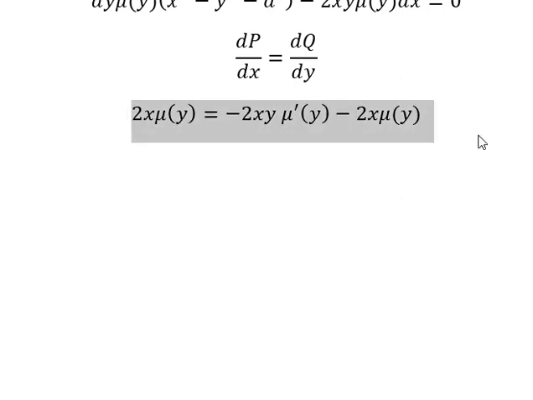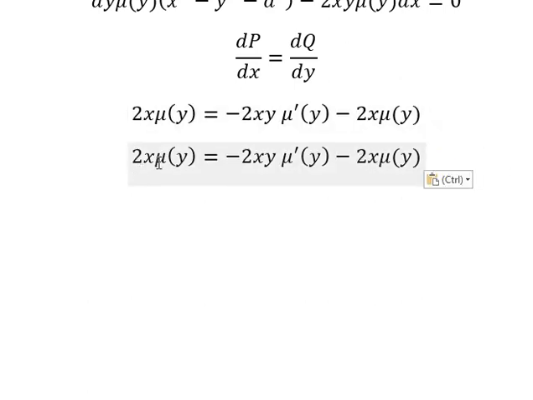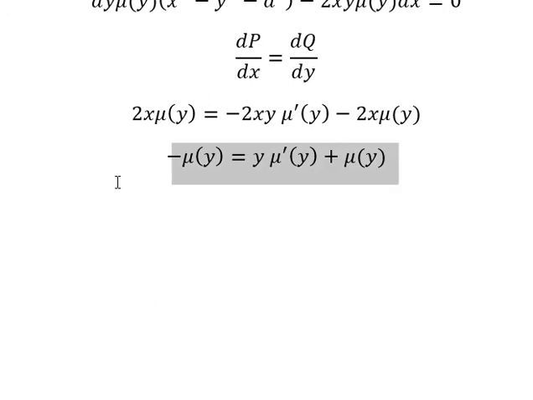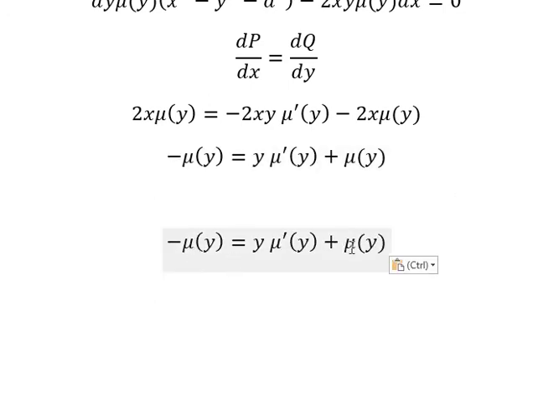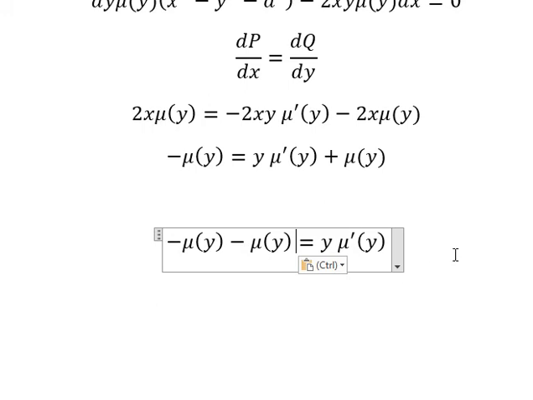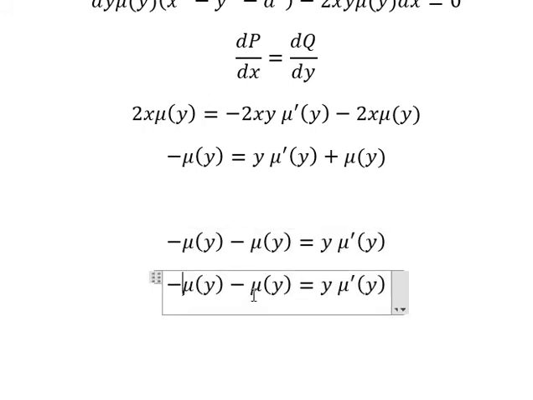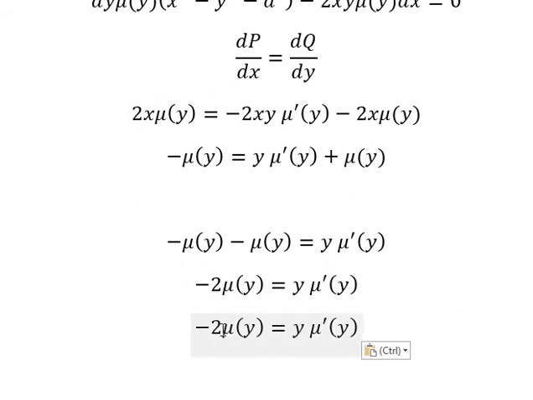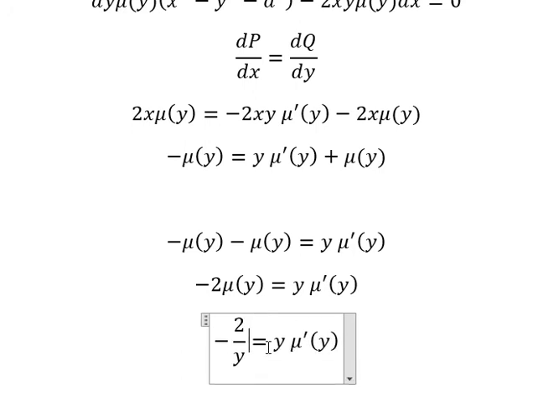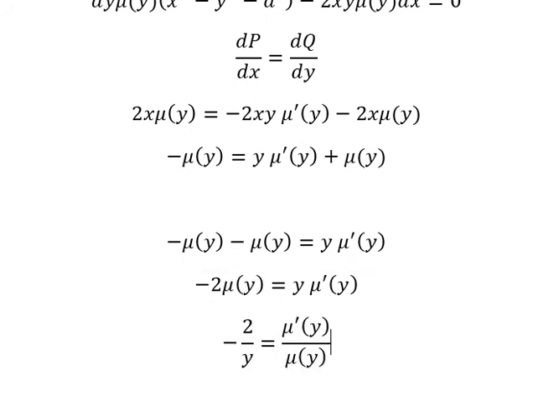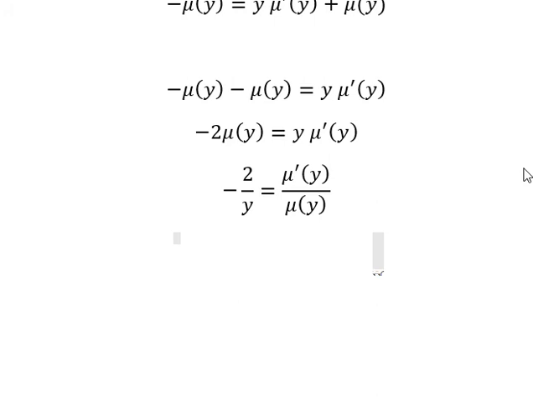And now we need to simplify. We divide both sides by negative 2s. So I will put mu y go in here. And we have negative mu y. This one we have negative number 2 mu y. Later that we divide both sides by y and mu y. Next, we need to integral for the both sides.